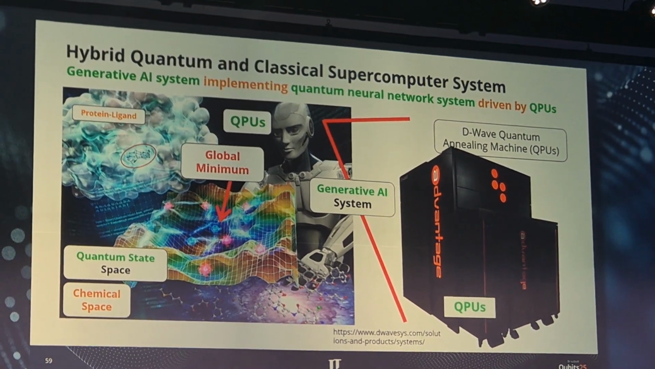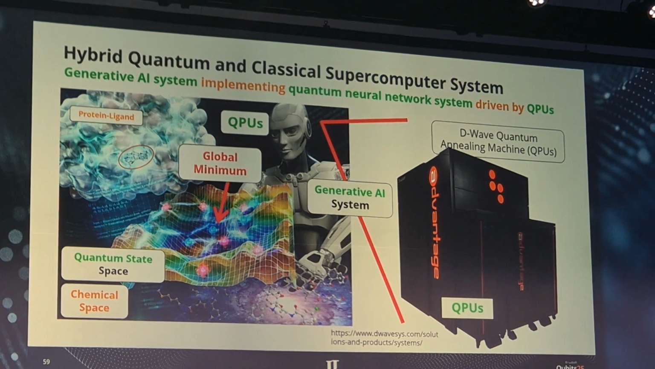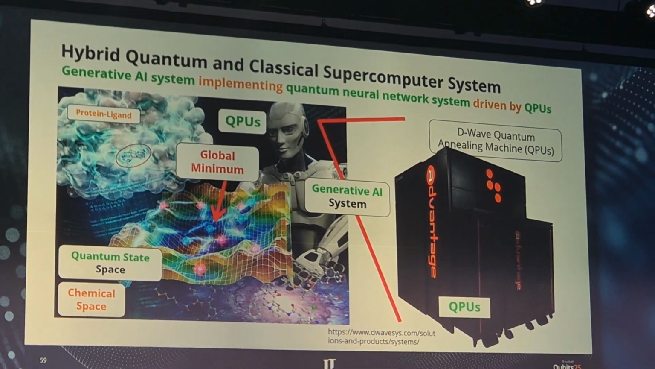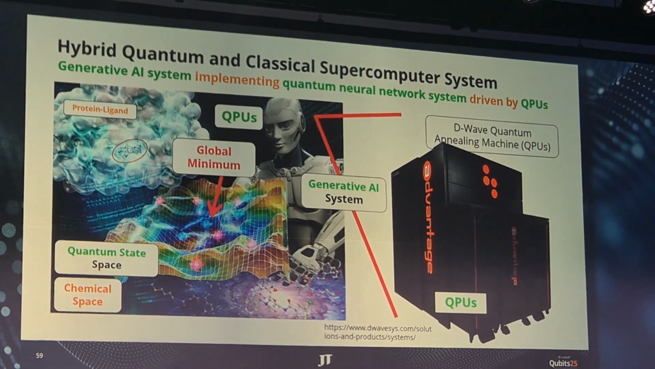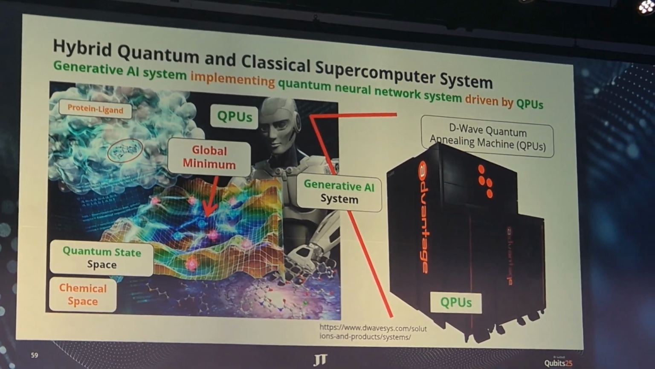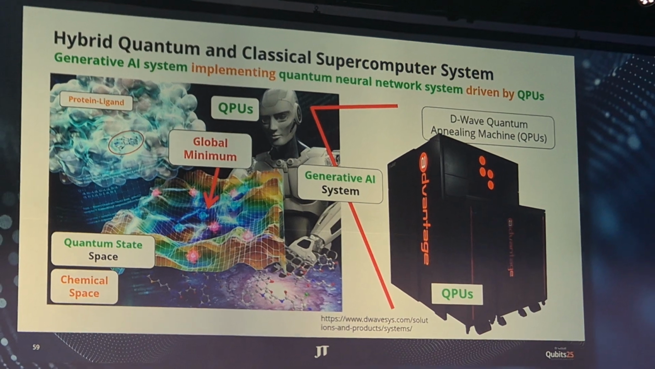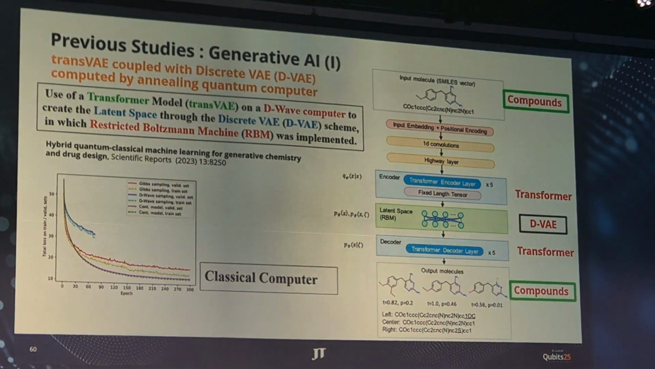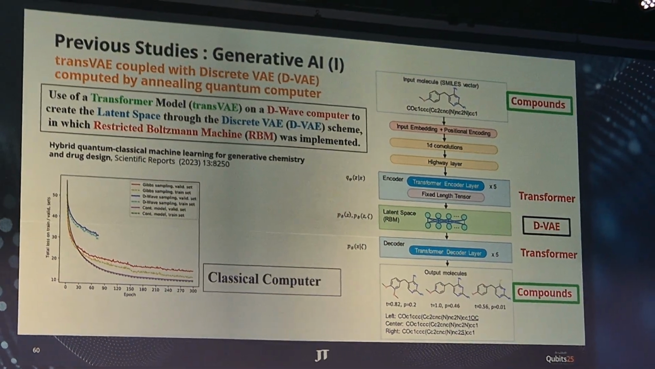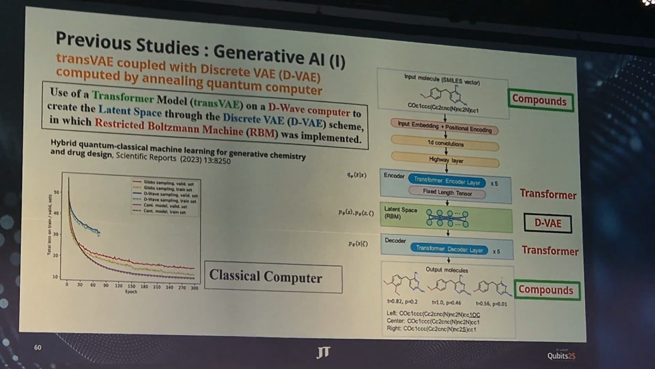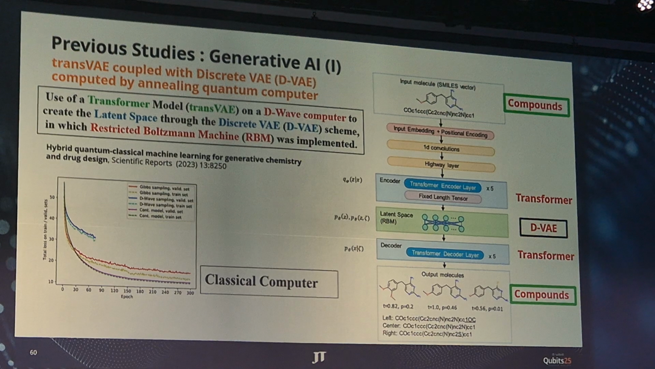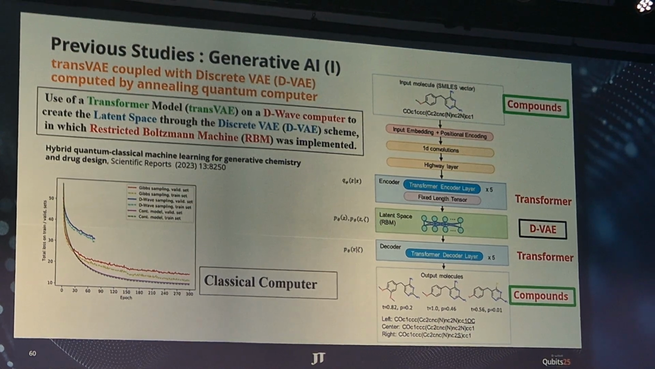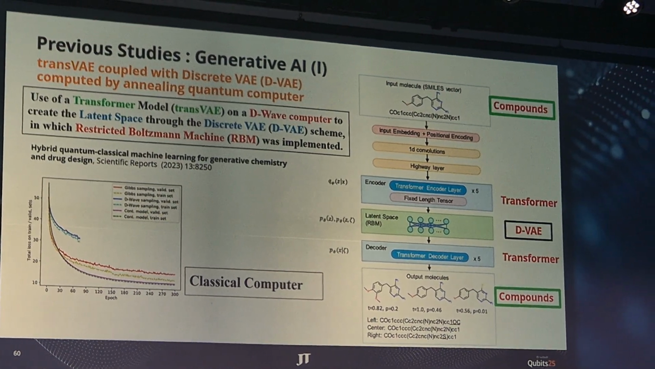Not exactly the global minima, but we can access toward the global minima. It's very important to solve the issues, problems found in the current AI technologies. Okay, I will show you two previous works. Both are very excellent. This is the first one.